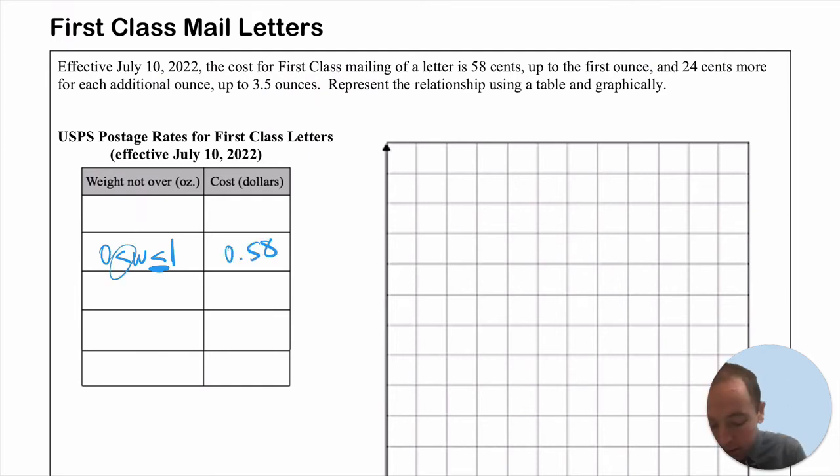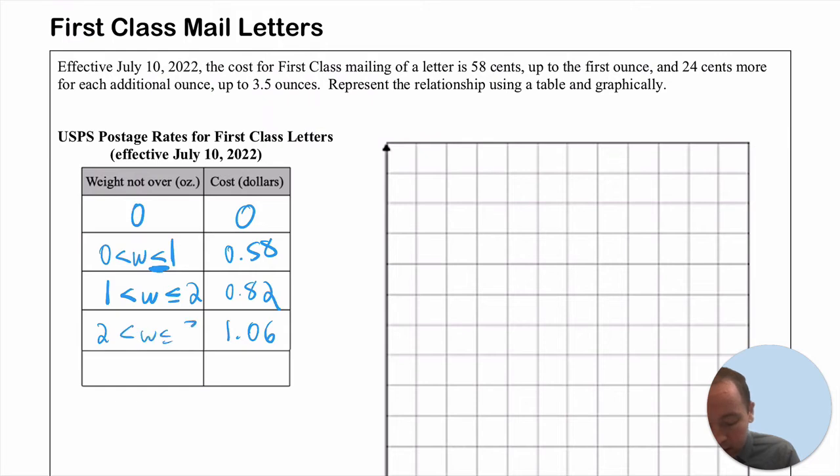Now I put that right there to be a strict inequality, because if the weight was exactly 0, then the cost would be 0. So that's why I started in the second row there. So if we continue this pattern, if the weight is above 1, so a strict less than right there, but then we can make it equal to 2, then it's going to cost you 24 cents more. So that's going to be 82 cents, and then it costs you 24 cents more, which is going to bring you up to $1.06. And that would be if your letter is between 2 and 3 ounces of weight.